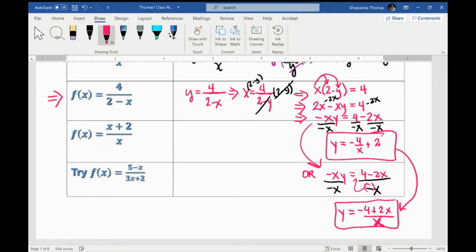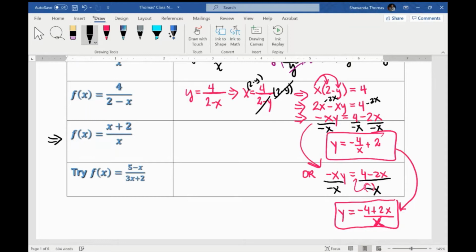All right, both ways work. So however you understand it best, go for whatever version that is. Any questions about that one? All right, we're going to move on to the next one.